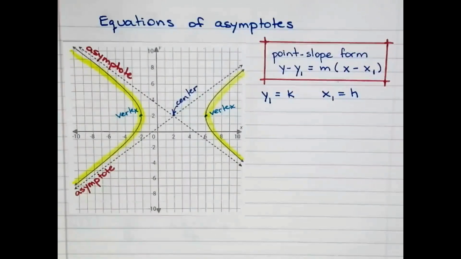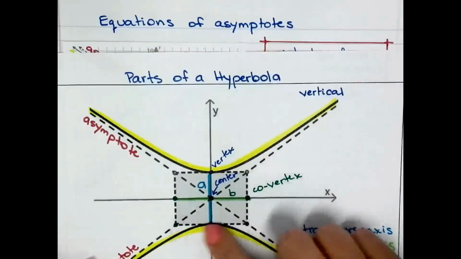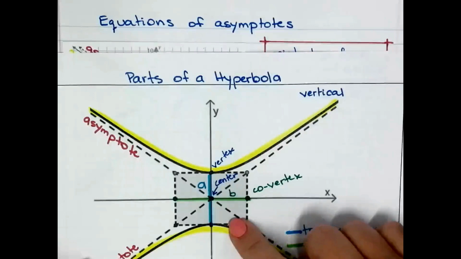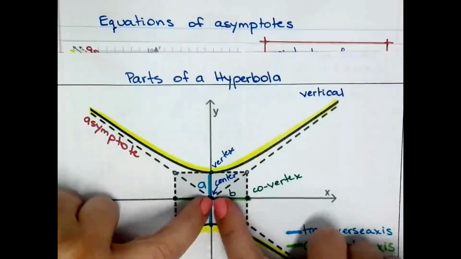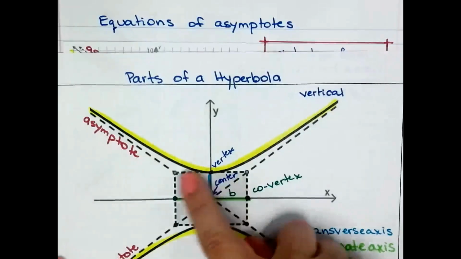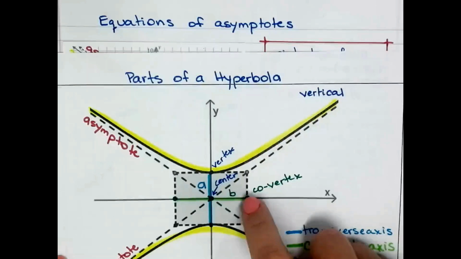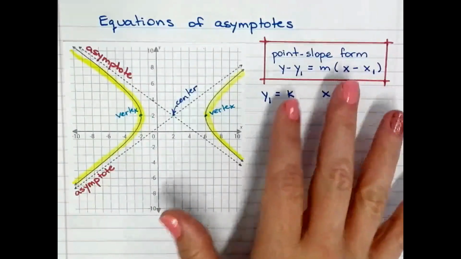And from the other video where we talked about the parts of a hyperbola, there's this dotted box right there in the middle. And that's important because that's how you can find the distance from the center to the covertex, the distance from the center to the vertex. But without the box, you won't know where the covertex is. And that's what we're going to start out doing before we can write anything.